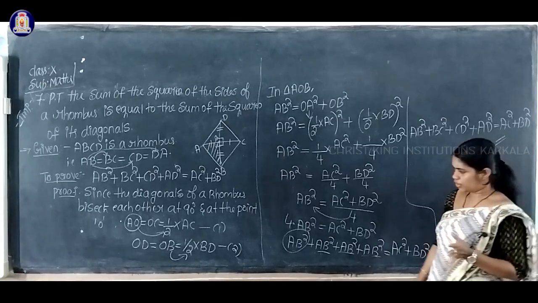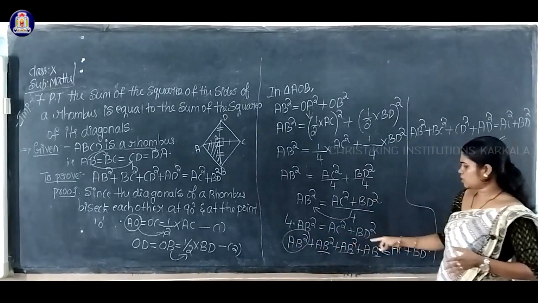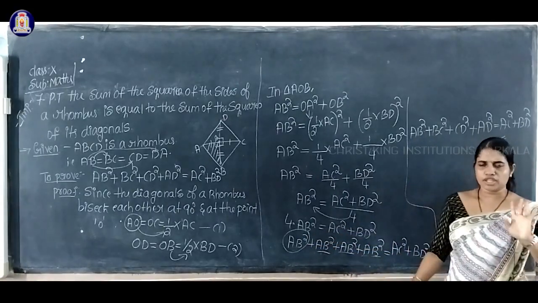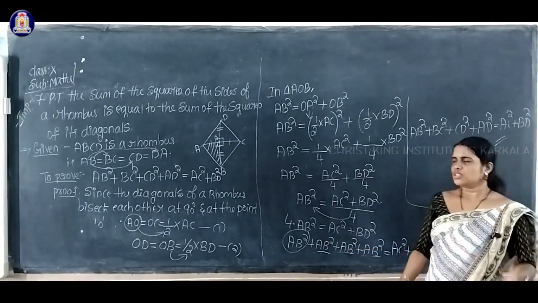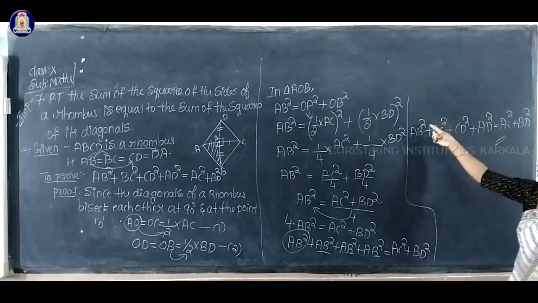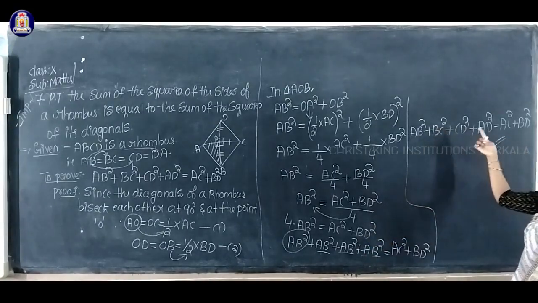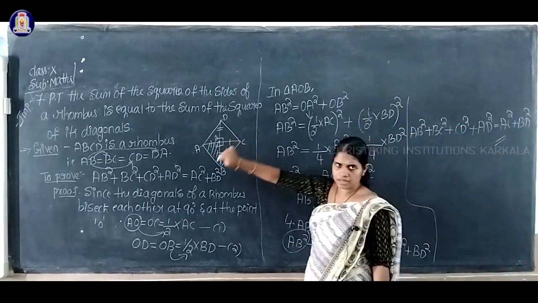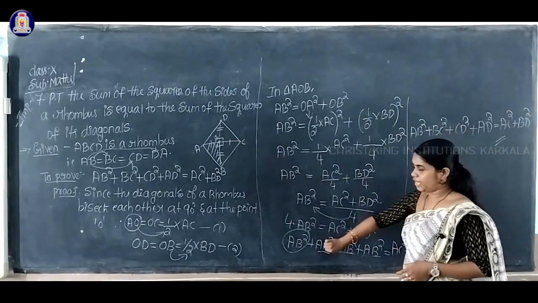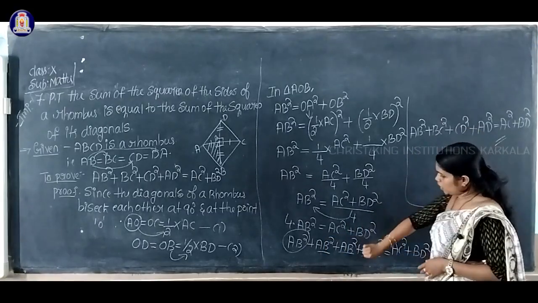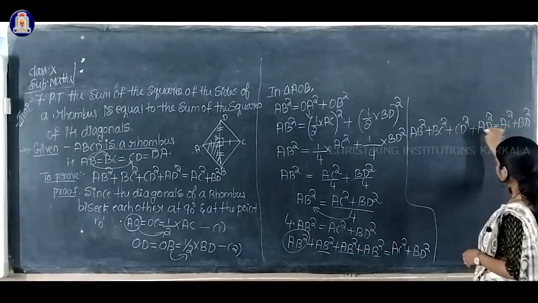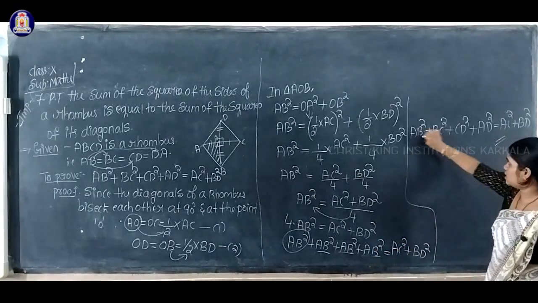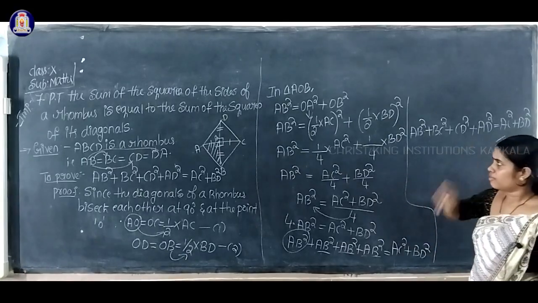What you have to do: AB square, AB square, AB square, AB square, 4 times I have written. We know that all the 4 sides of the rhombus are equal, isn't it? So write all the 4 sides: AB square first as it is, next BC square, CD square, AD square. Because BC is equal to AB, CD is also equal to AB, AD is also equal to AB. All the four sides are equal. So just replace by this value, you will get the final result.